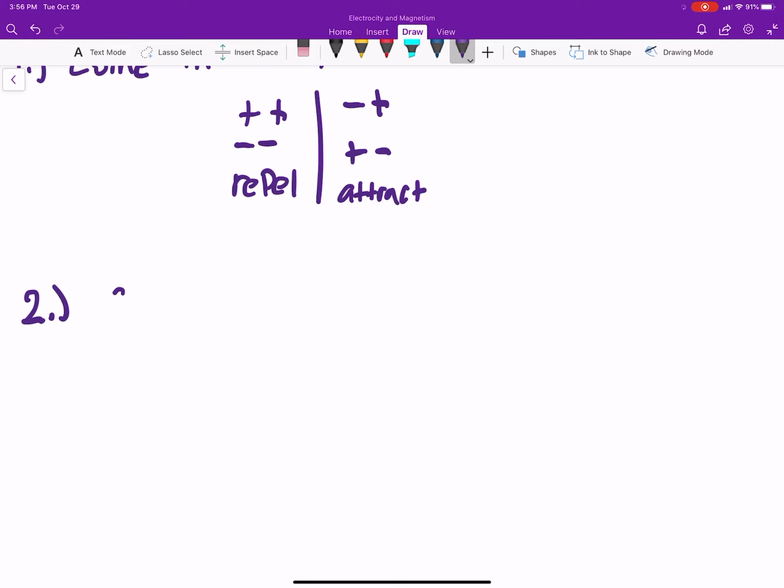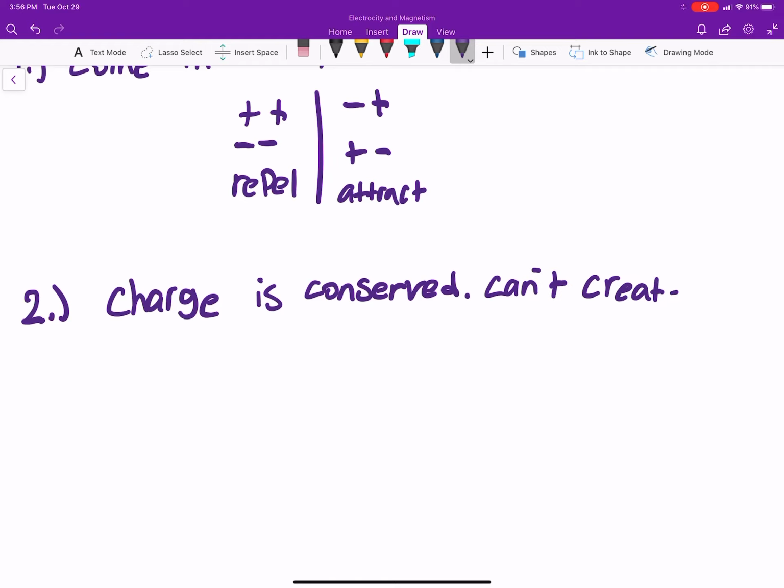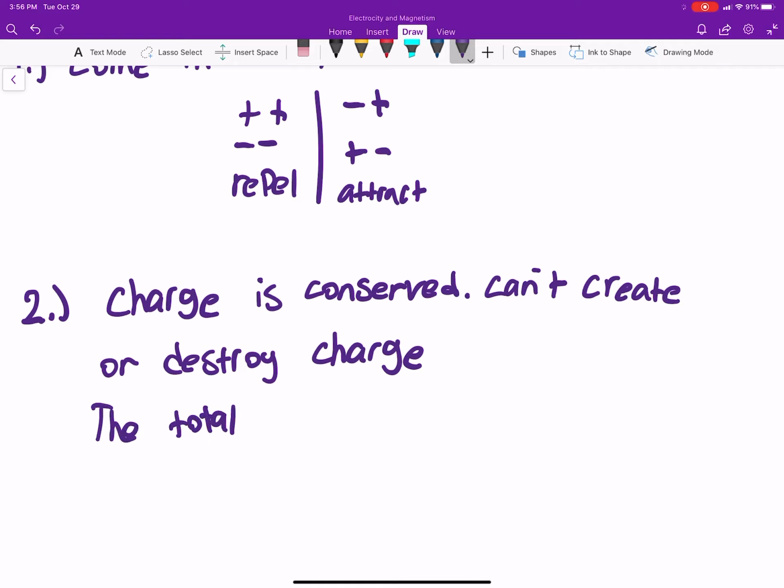Another thing is charge is conserved. Charge is conserved, basically meaning you can't create or destroy charge. It's conserved. In fact, the total universal charge, so our total charge in the whole universe, is fixed. It doesn't change.